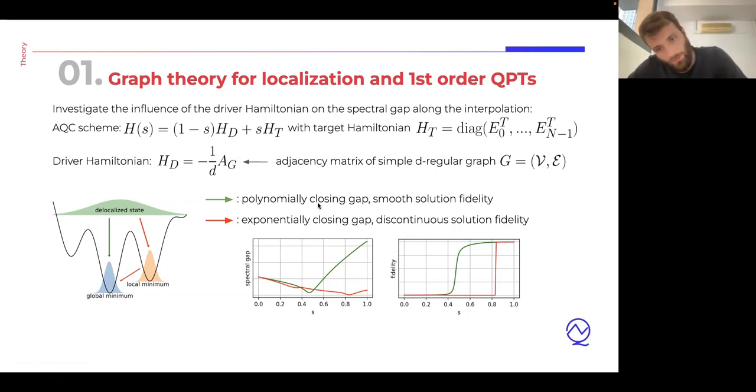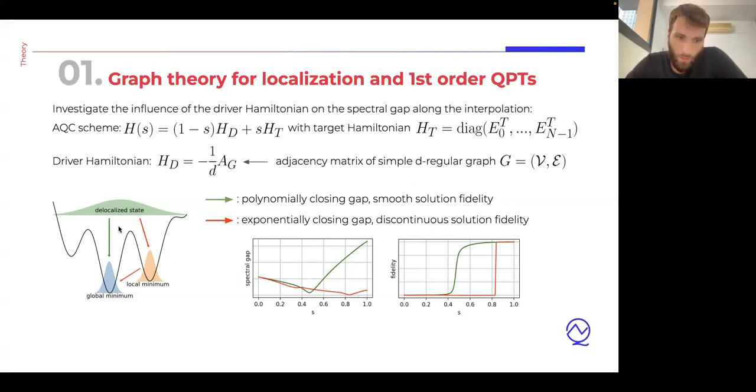And this is typically associated with polynomially closing gaps and smooth solution fidelity. So the spectral gap is basically just the energy difference between the ground state and the first excited state, which basically limits the runtime of the algorithm. So if that's polynomially closing, we have an algorithm that runs in polynomial time. And the ground state fidelity is this quantity here, which changes smoothly, and it indicates how much solution the instantaneous ground state contains, let's say.